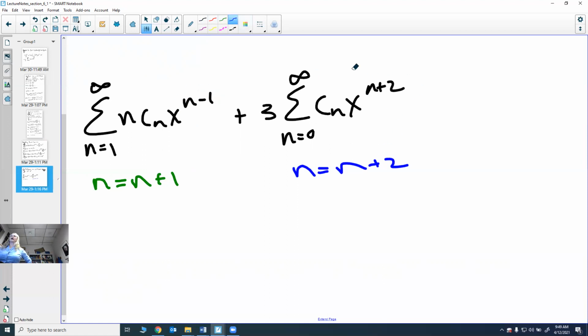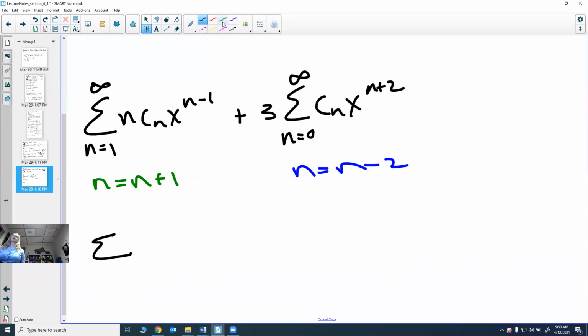This one here, I have an n plus 2, but I want to get rid of the plus 2. I want that plus 2 to go away. So if I actually replaced n with n minus 2, then it would go away. So that's actually what we're going to do here. Everywhere you see an n in the first sum, you're going to put in an n plus 1.